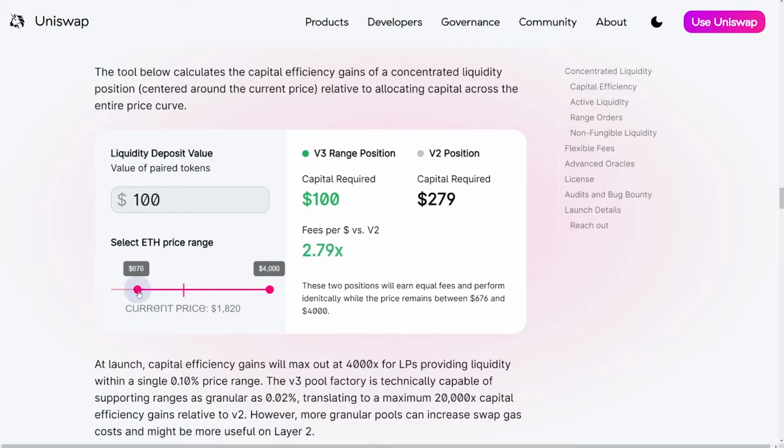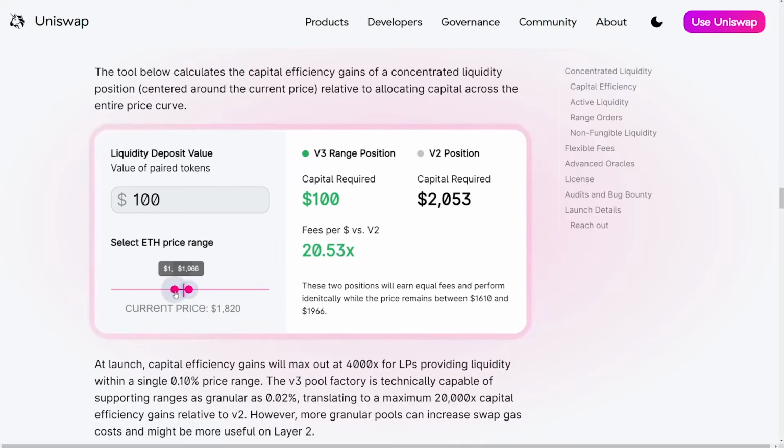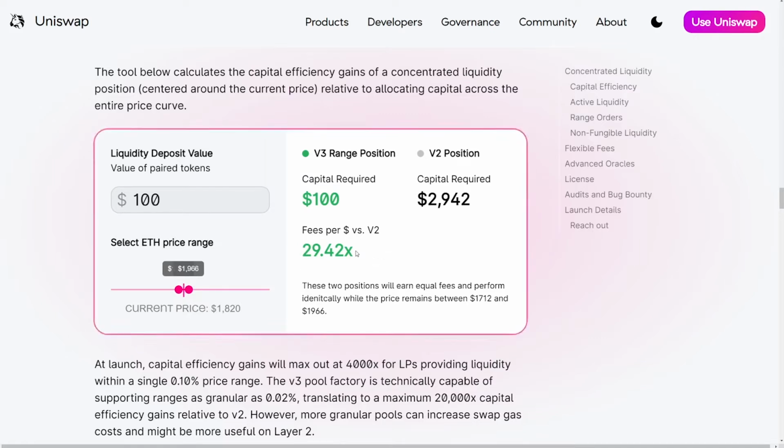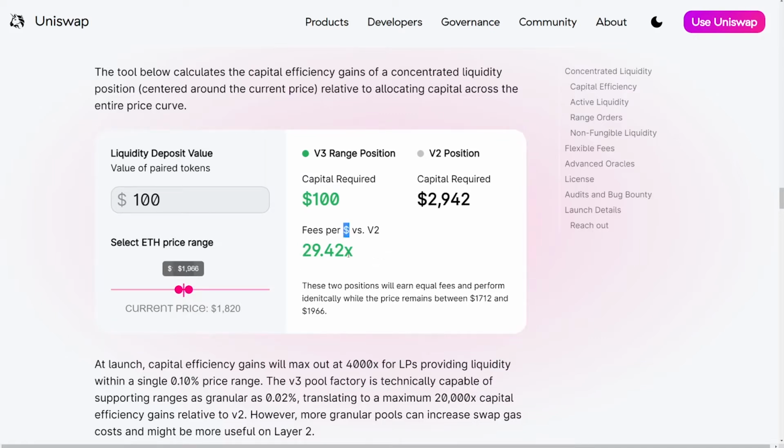However, if we gonna narrow this window a little bit more, so let's say the current price is 1820, so we want to get as close to the 1820 as possible because there is gonna be the most trading happening. And if we narrow this band to about 1700 and just under 2000, we can see that we will get almost 30 times more rewards from fees in comparison to the V2 version.